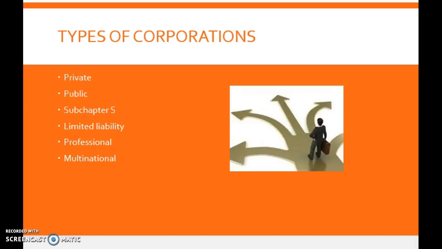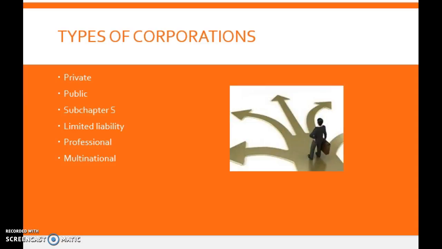Now I will describe the various types of corporations. In a private corporation, stock is held by only a few people and is not available for sale to the public. In a public corporation, shares are publicly issued and widely held. The subchapter S corporation is a hybrid of closely held corporation and a partnership. It is organized and operates like a corporation, but it is treated like a partnership for tax purposes.